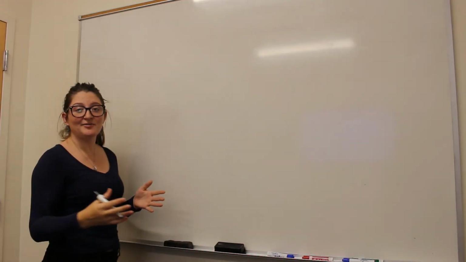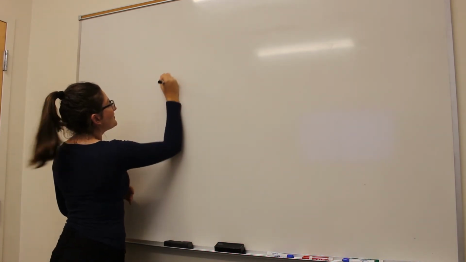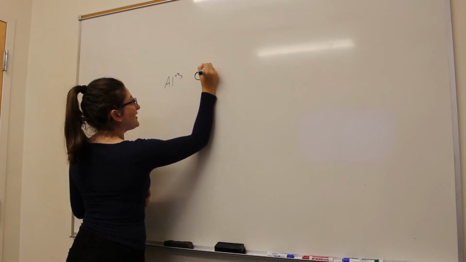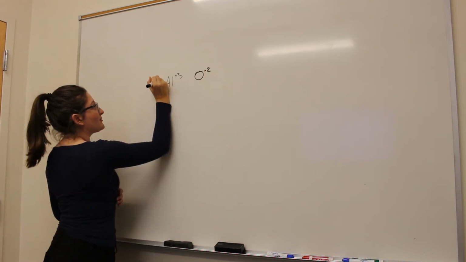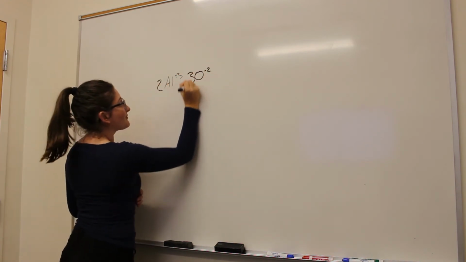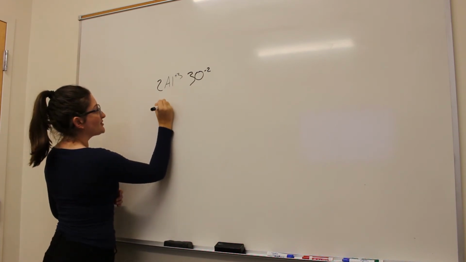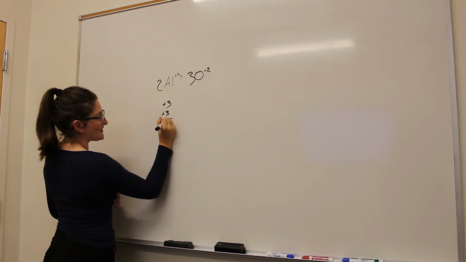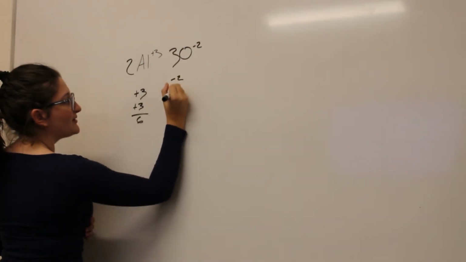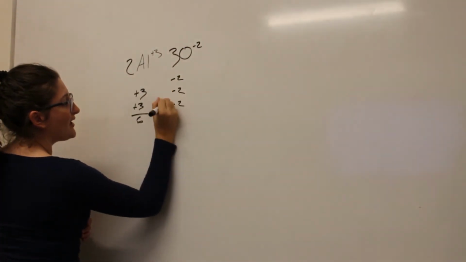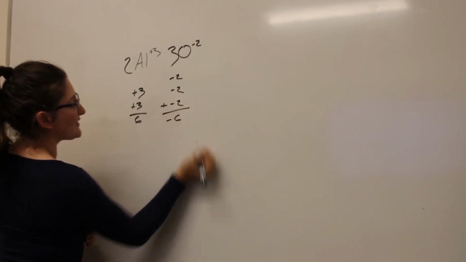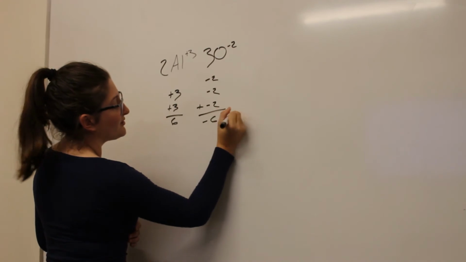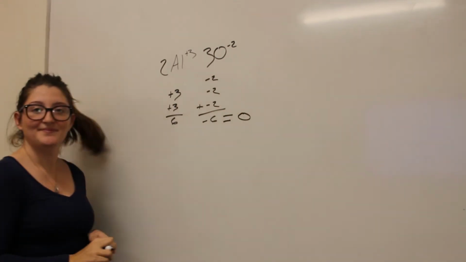So let's try this out on the board with some math. Aluminum had a +3 charge, and oxygen had a -2 charge. And there were 2 aluminums and 3 oxygens. So let's do the aluminum first. +3 plus 3 is 6. -2, -2, -2, add those all together is -6. So when you put these two together, their overall charge is neutral.